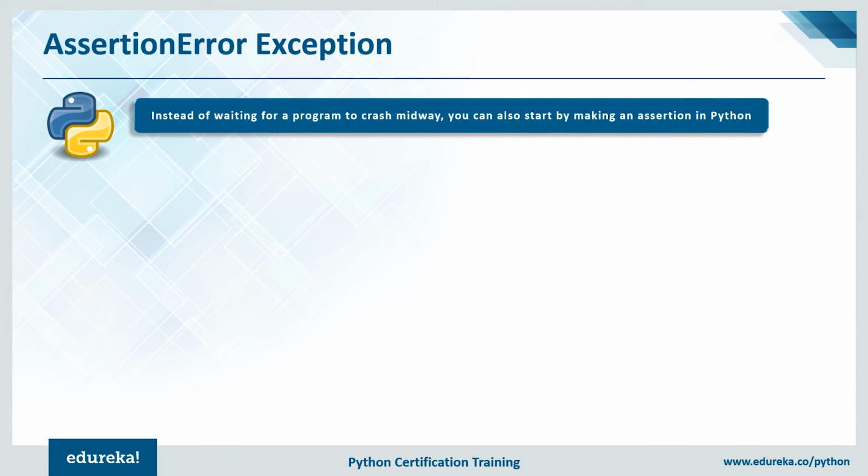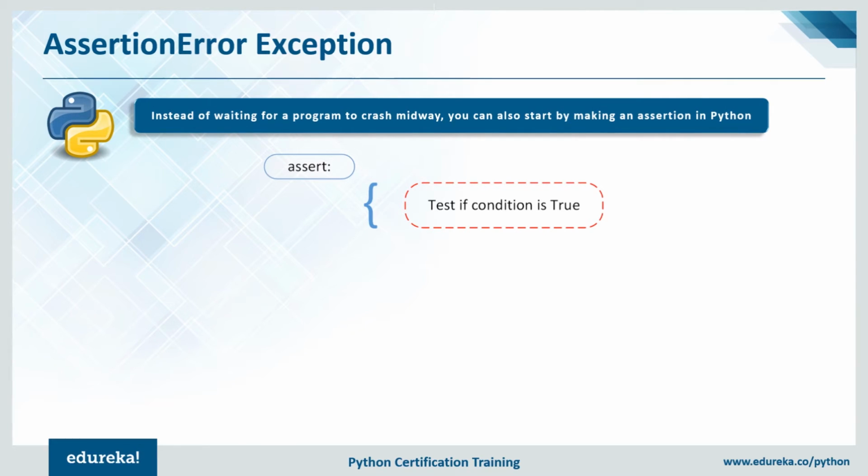So instead of waiting for a program to crash midway, you can actually start by making an assertion in Python. Well, we assert that a certain statement is actually met. And if this condition turns out to be true, then excellent, the program can continue. But if the condition turns out to be false, you can have the program throw an assertion error exception for you guys. Well, have a look at the following example on your screen.